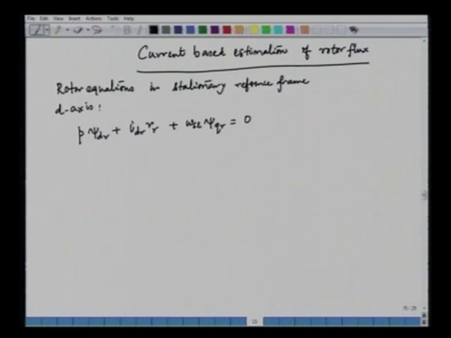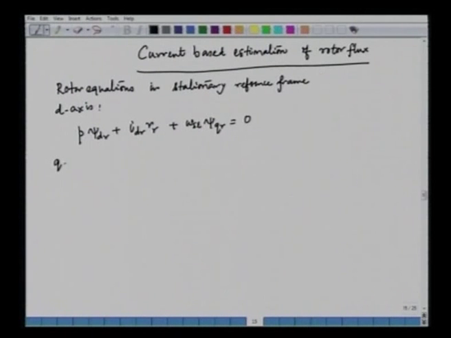Omega SL is the slip speed, omega E minus omega R, the slip speed of the rotor. And similarly, we can have the equation in the q axis. We can write down P psi QR plus IQR RR minus omega SL psi dr, that is equal to 0. So, these are the two equations which will help us in estimating the rotor fluxes, and the rotor fluxes are psi dr and psi QR.